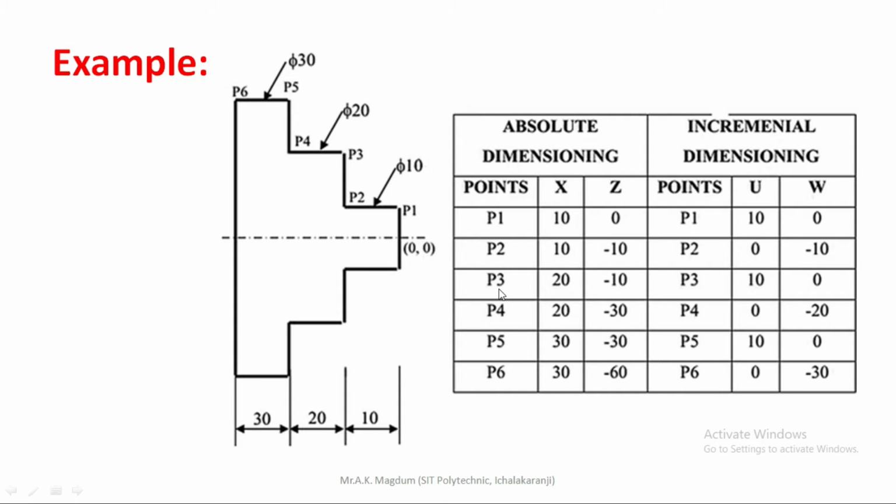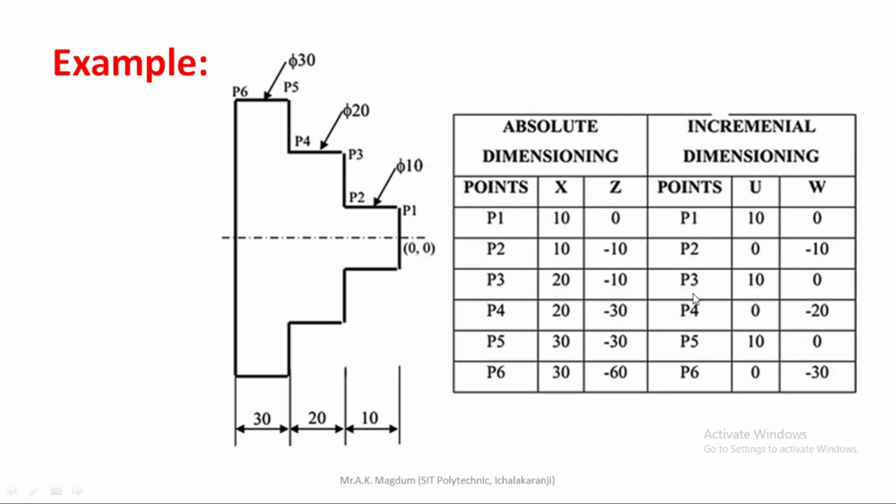Next, P3 is there. What is the dimension of P3? Here the diameter of P3 is 20, so the x dimension is 20. Next, z is minus 10, because P3 is here, so the distance is 10, that's why minus 10. That is the absolute dimensioning system.